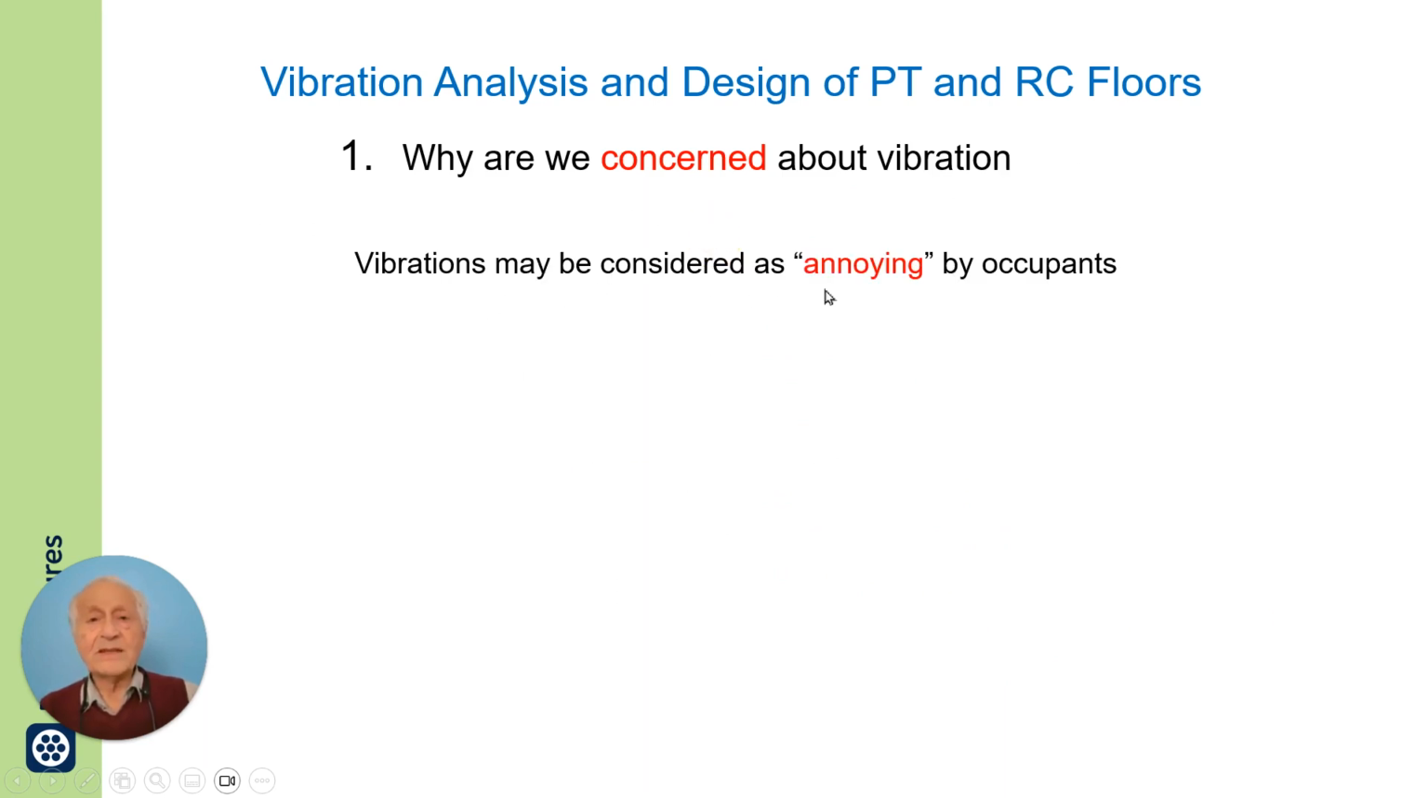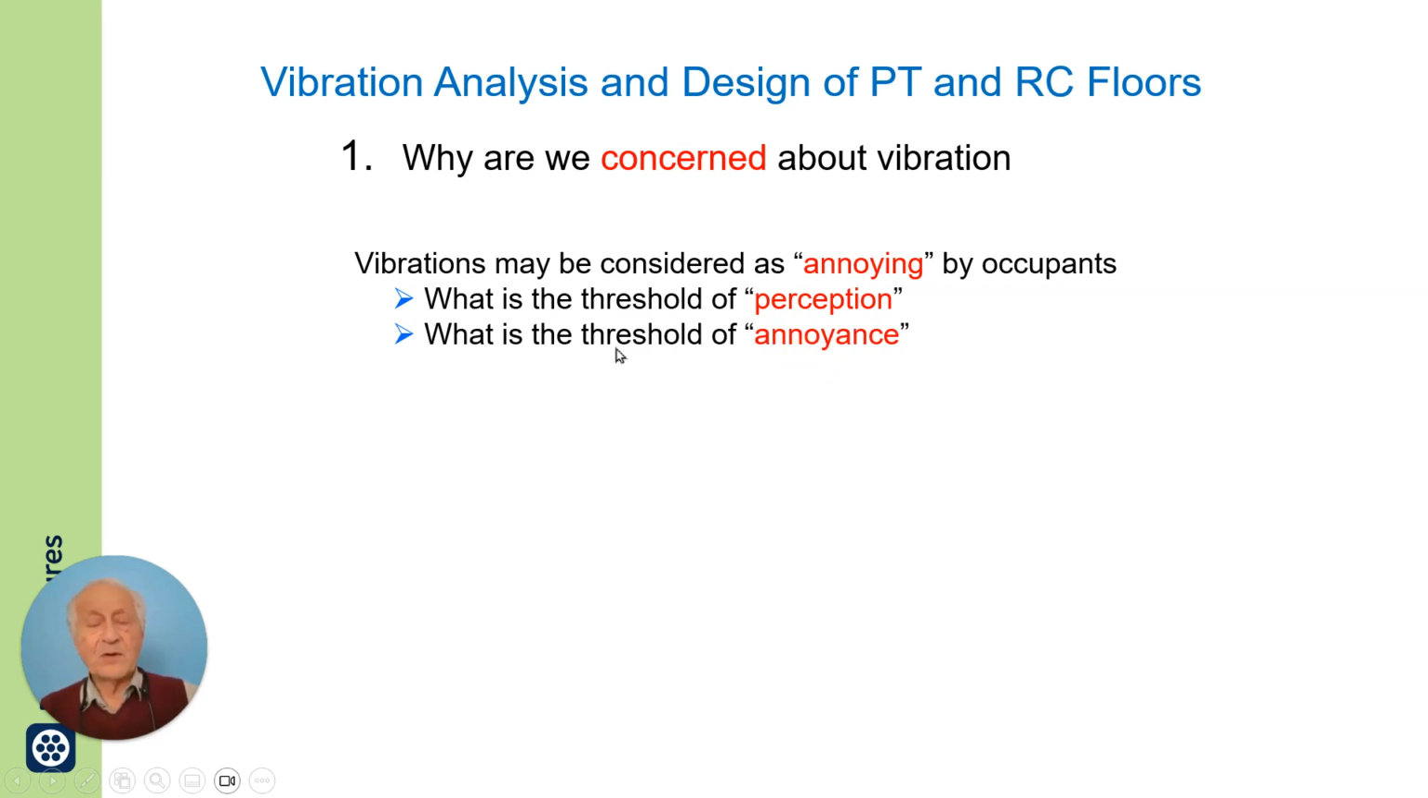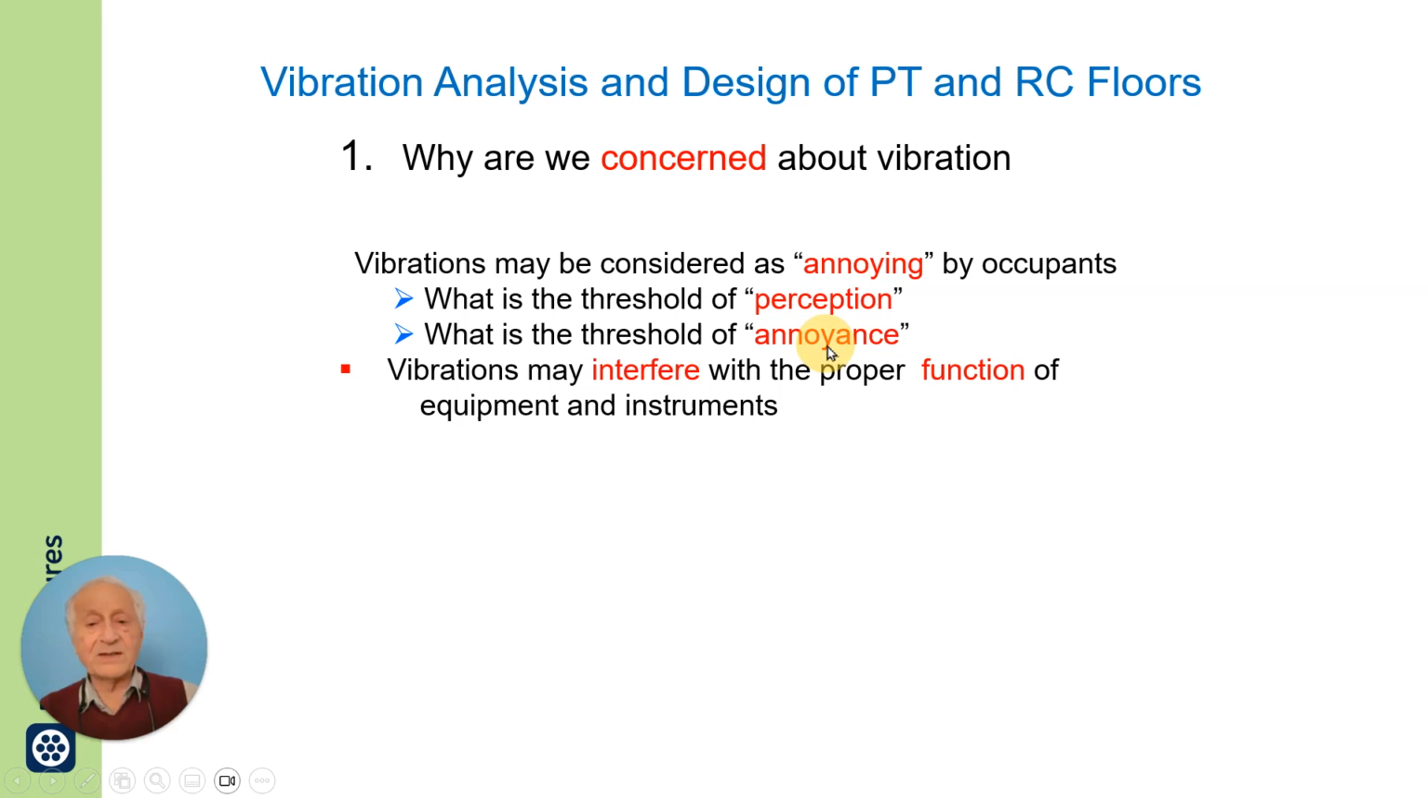Now, why are we concerned about vibration? Because vibration may be annoying to occupants. Then we need to know what the threshold of perception is. You have to perceive it before you become annoyed. And what is the threshold? What makes you annoyed? Vibration may also interfere with the proper function of equipment and instruments, which is a different story. We will talk about it at the end of this presentation. Let us concentrate on perception.